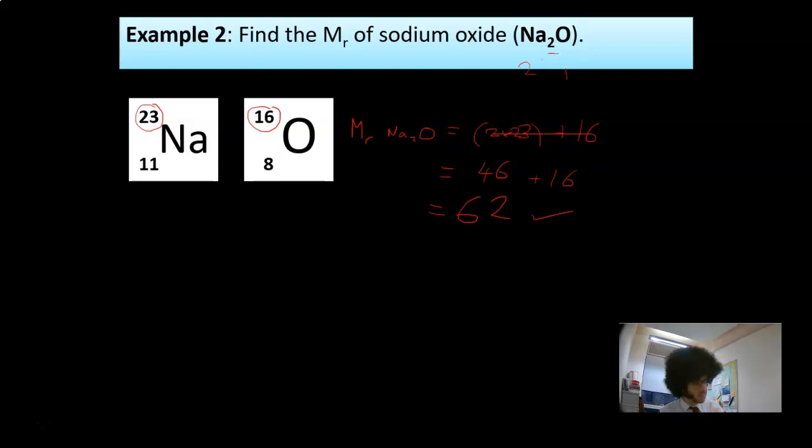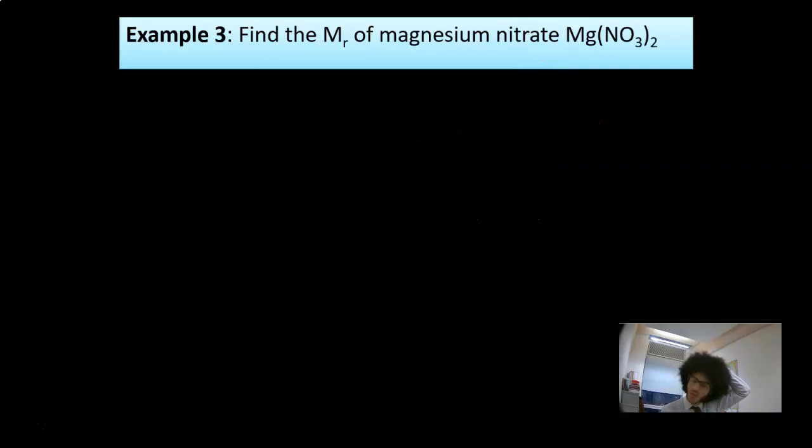There's one type of example which may throw you, and it's where you have things inside brackets, okay, such as this. So here we've got the question of finding the MR for magnesium nitrate. Now let's just break this down. The formula is Mg(NO3)2. Now what that basically means is I've got 2 lots of this NO3 polyatomic ion, or this thing.